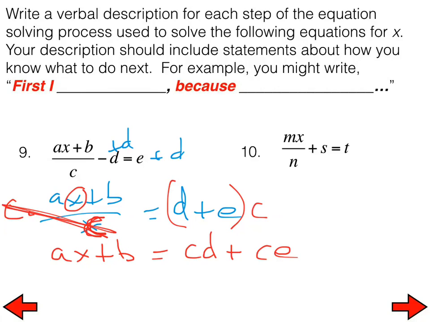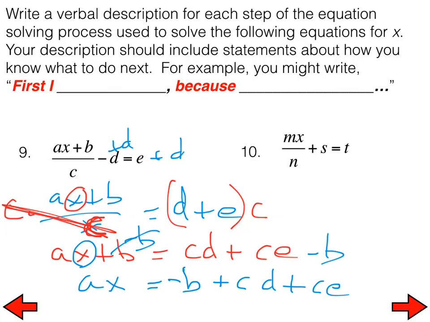From there, remember, we are solving for x. We're trying to get x by itself. So hopefully it's obvious to you that we would subtract b from both sides. That would now give me ax equals negative b plus cd plus ce. And remember, I like to put things in alphabetical order, and at some point we're going to have to make sure that we do that. We are solving for x, so I would divide everything by a.